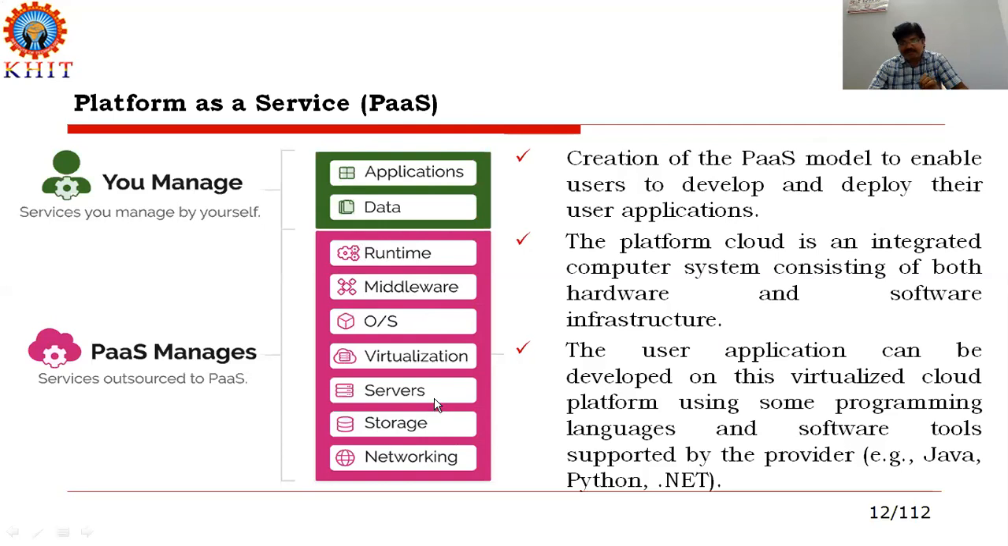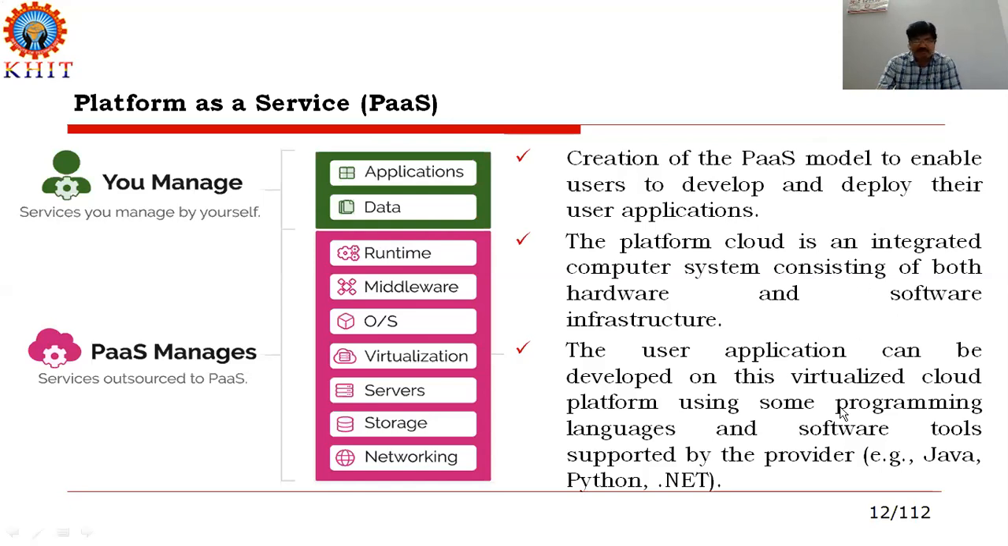Here the end user application can be developed on the virtualized cloud platform using some programming languages or software tools which are supported for PaaS, like Java. Java we can consider as platform independent. Always we can say why Java is platform independent. Any operating system can run Java, irrespective of the operating system. Java can execute its programs. So that's why we can consider that Java is platform independent.